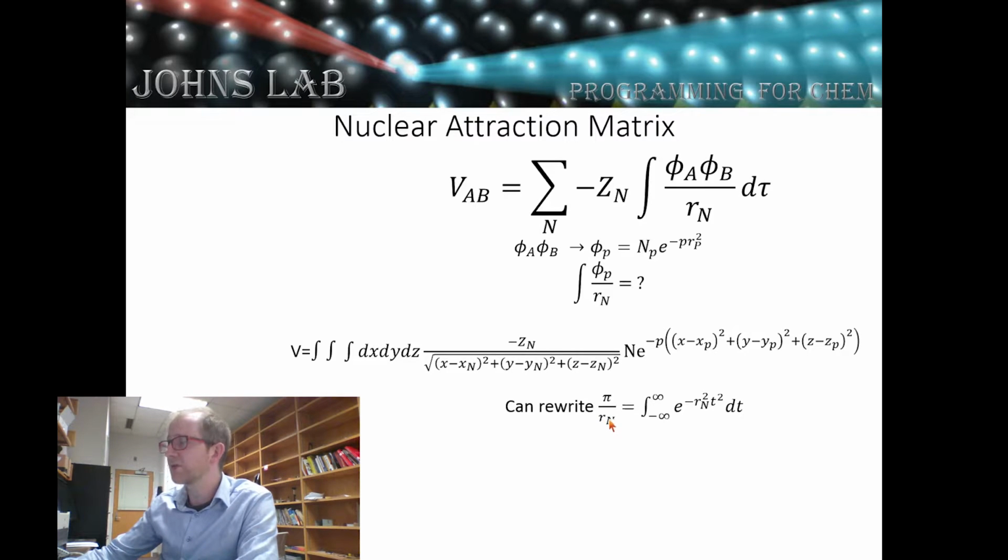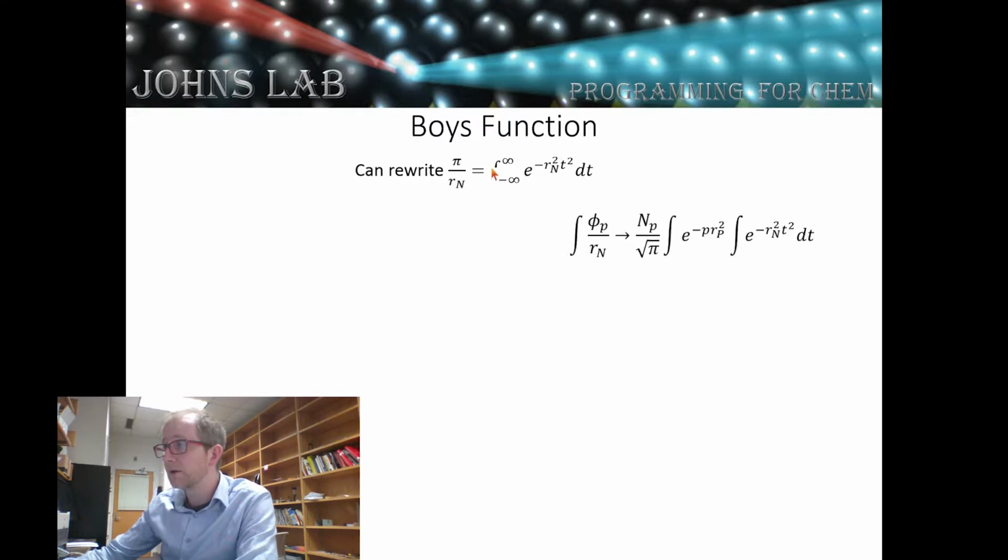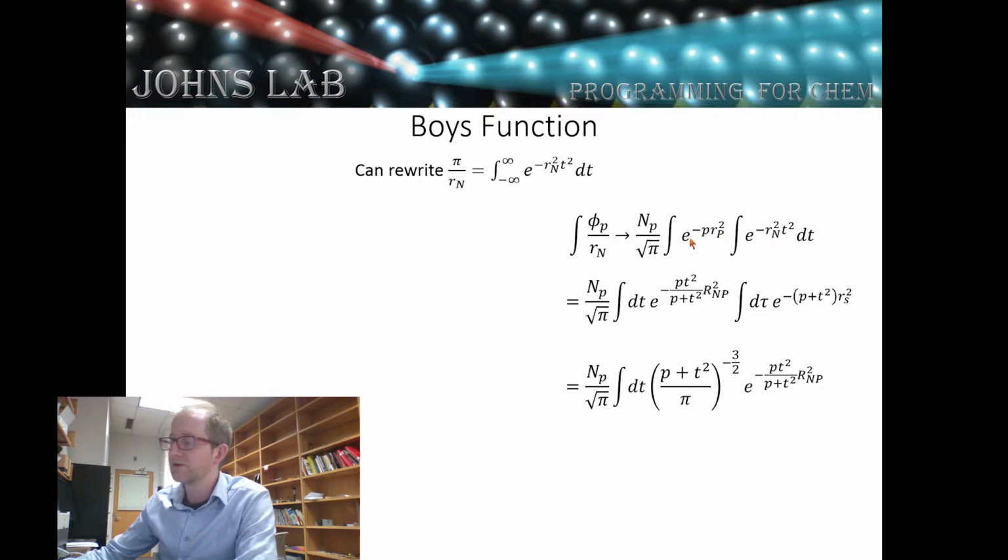That's a little bit interesting. If we take that and plug it into our integral over this Gaussian function, we get some constants out front times an integral over all space with respect to r_P times an integral with respect to t. But we can just use the Gaussian product theorem to multiply these two together. Then we get an integral over t and an integral over all space. When we take that integral over all space, we can just use the Gaussian integral theorem to evaluate that analytically, and then we get a single function of t.